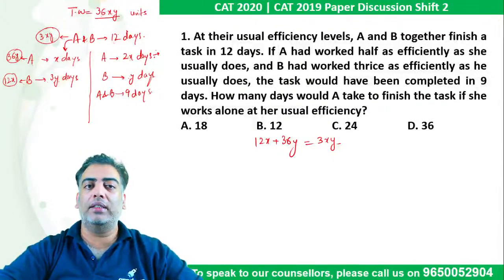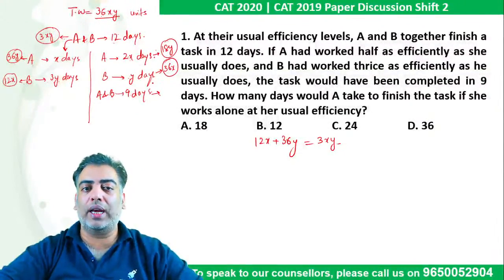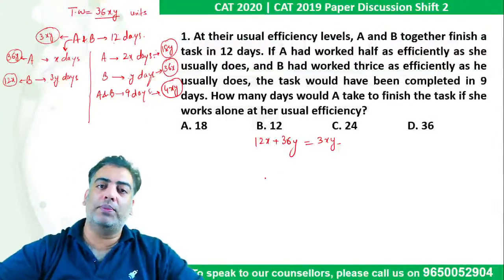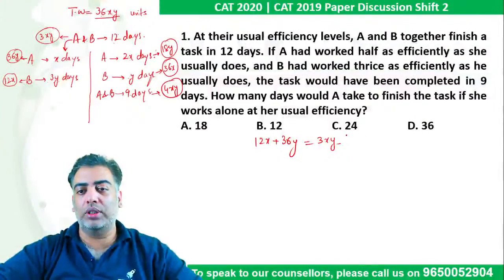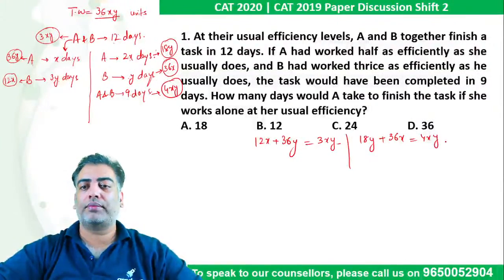Likewise, for this piece of information, A in 2x days can complete 36xy. So in 1 day, the work done will be the division of these two, which is 18y. B's work per day will be 36xy upon y, which is 36x. And when they are working together, it will be 36xy upon 9, which comes out to be 4xy. Again, the work done will be the same. So let's equate these two also. It gives me 18y plus 36x equals 4xy.